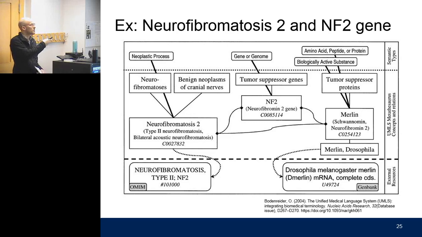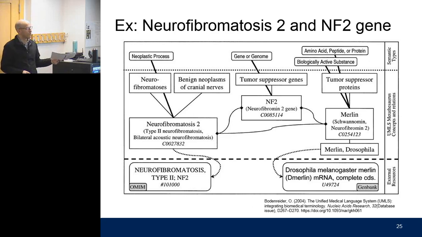Then on the top part of the slide, we see that each one of those concepts is assigned a semantic type. So neurofibromatosis 2 is a neoplastic process, NF2 is a gene, and Merlin is an amino acid. And then down below, in the bottom part of the diagram here, we can see how this sort of structure would allow linking across disparate resources.